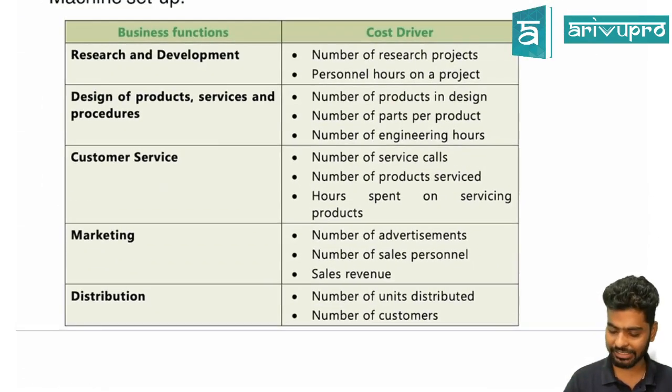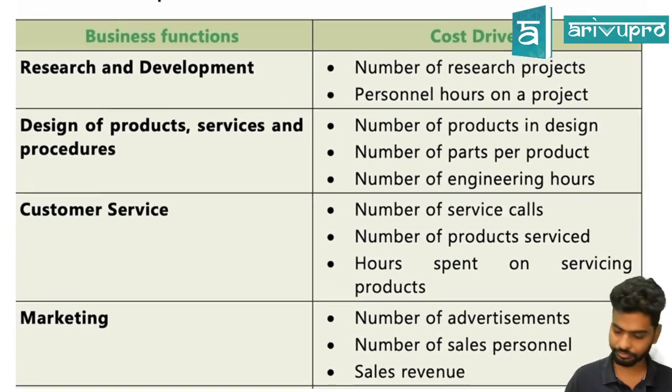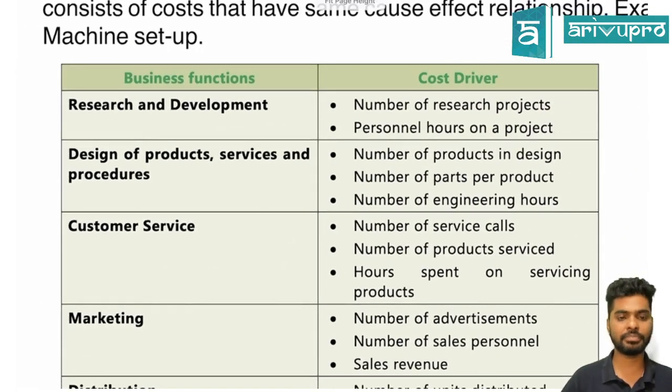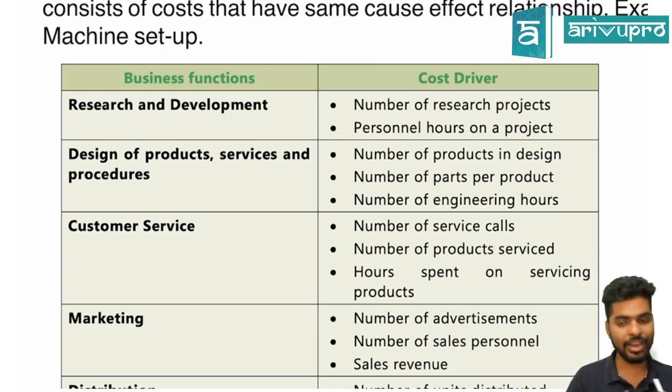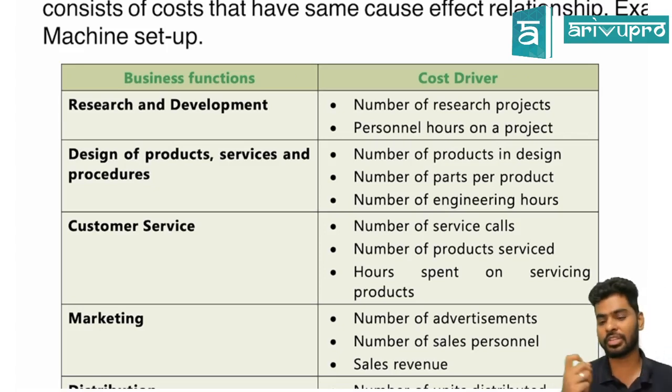Now let me try understanding this example. Let's say research and development. Let's try looking into research and development. When I say research and development, my cost driver is going to be the number of research projects done or the number of hours on a project. So I find out the entire cost spent on research and development, and I allocate it to a particular product based on the number of research projects conducted for that particular product.